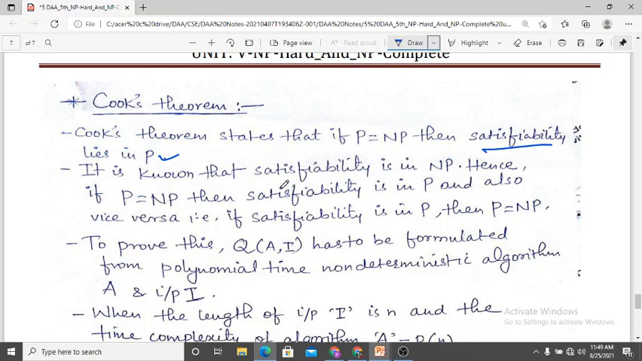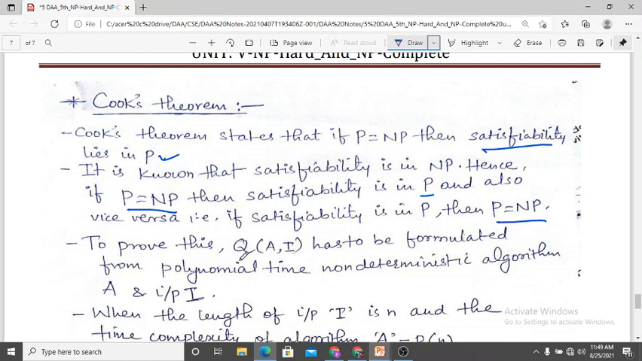It is known that satisfiability is in NP, hence if P is equal to NP, then satisfiability is in P, and also vice versa, that is, if satisfiability is in P, then P is equal to NP. So whenever P is equal to NP, the satisfiability is in P, and also vice versa, if satisfiability is in P, then P is equal to NP.